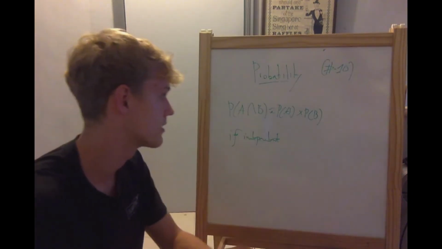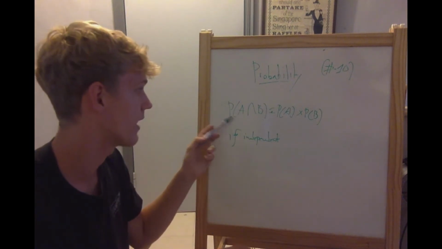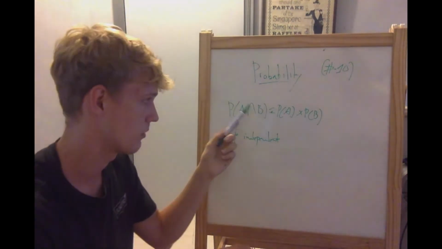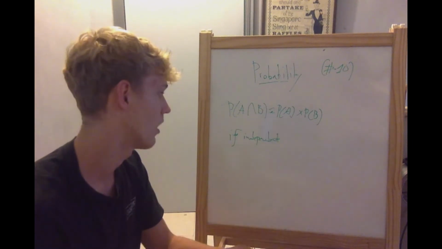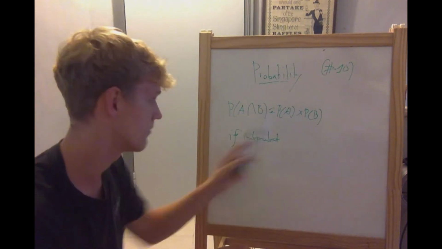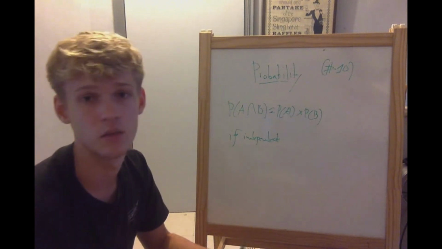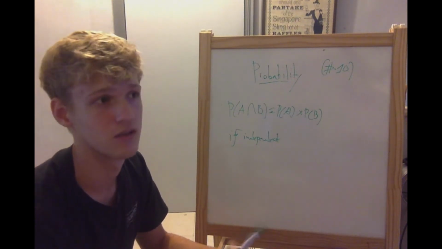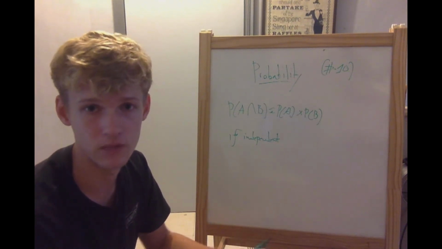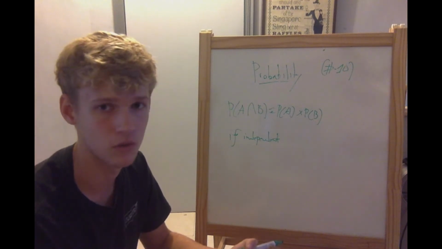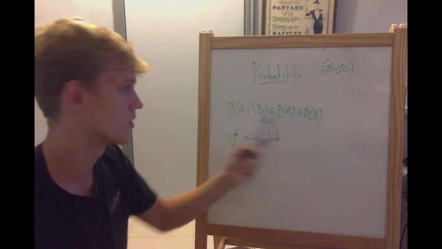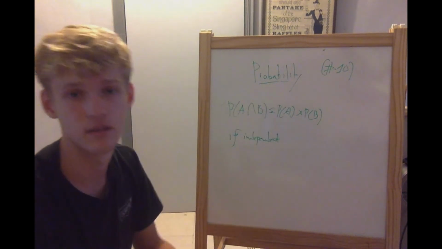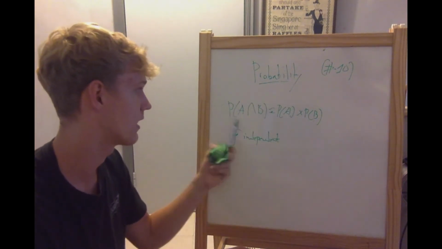Another handy equation to know is that the probability of A and B happening is equal to the probability of A times the probability of B happening. This only works if A and B are independent, which means they don't affect each other. So say you flipped a coin and rolled a dice, flipping the coin won't affect what you get when you roll the dice. So if you multiply those together, you get the probability of A and B.